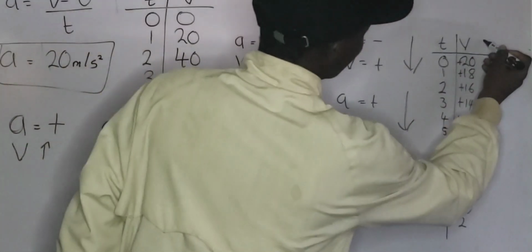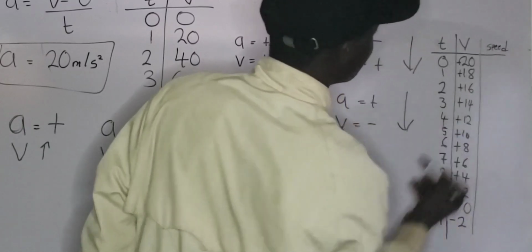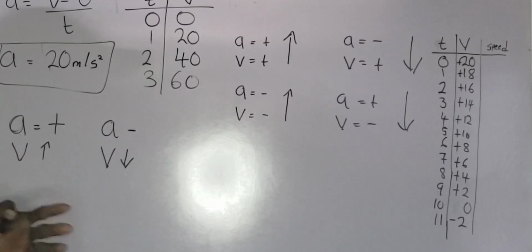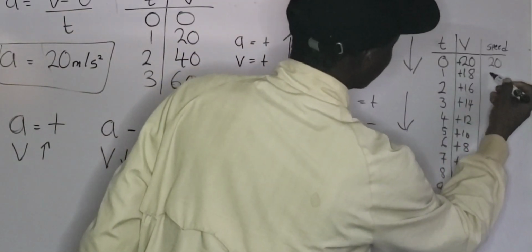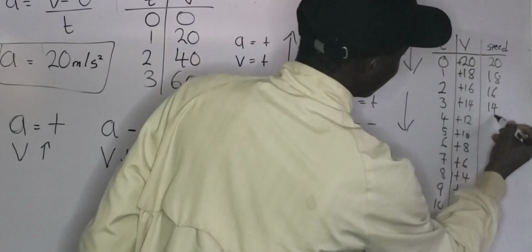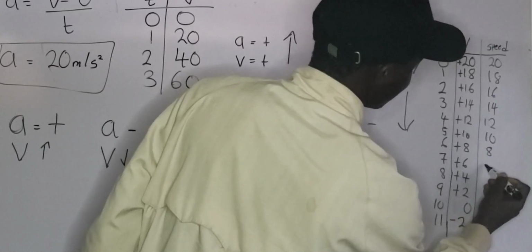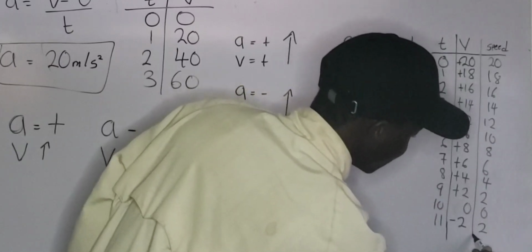Okay, let's have another table for the speed. Don't forget that I told you speed is distance over time, and speed is a scalar quantity. Speed is always positive. Therefore, speed is the magnitude of velocity. So now, to get the speed, this is 20. The speed is always positive. So 18, 16, 14, 12, 10, 8, 6, 4, 2, 0, 2. Speed cannot be negative. Do you understand?